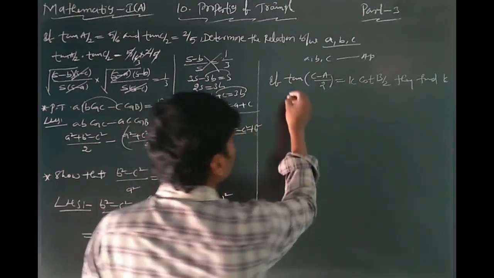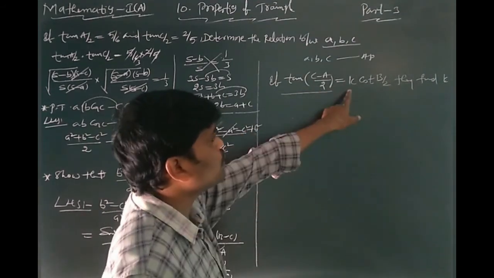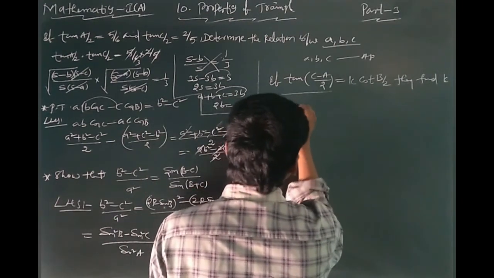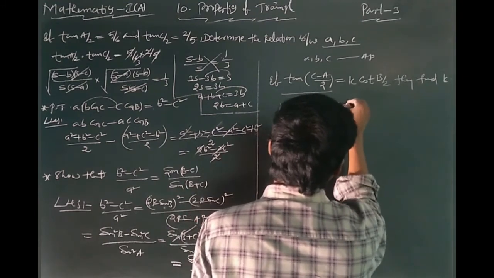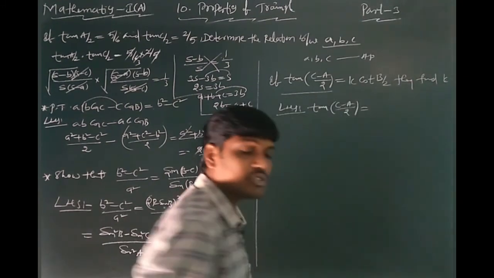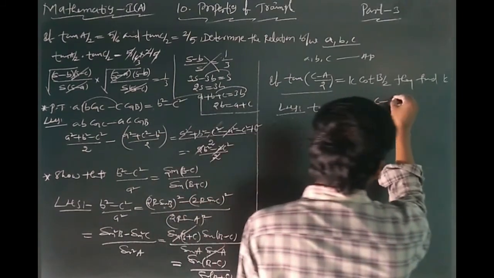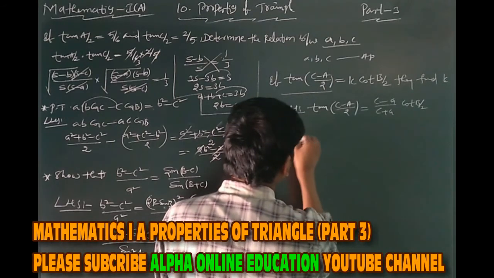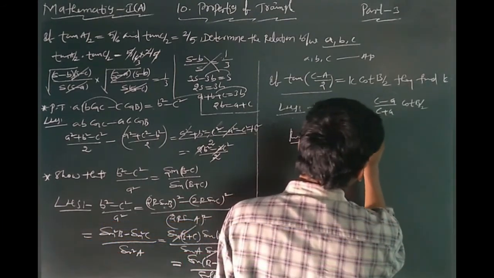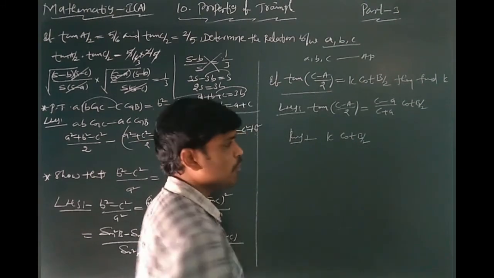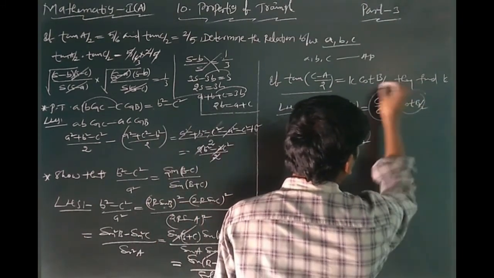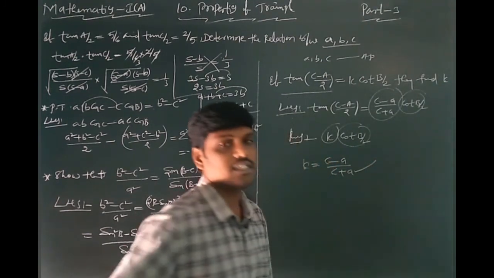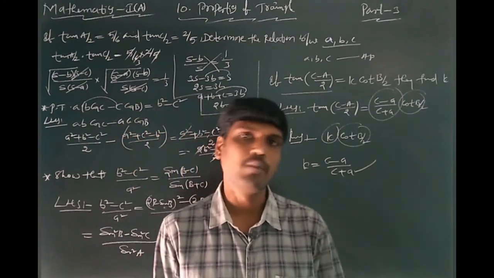Next problem: if tan of (C minus A) by 2 equal to K into cot B by 2. Suppose we have to take the LHS, tan of (C minus A) by 2. By the tangent rule, tan of (C minus A) by 2 formula, what, students? (C minus A) by (C plus A) into cot B by 2. What is that RHS one? K into cot B by 2. Here when LHS and RHS are combined, cot B by 2 is there. In place of K, what is it? In place of K, (C minus A) by (C plus A). This could also be an unexpected 4 marks problem.